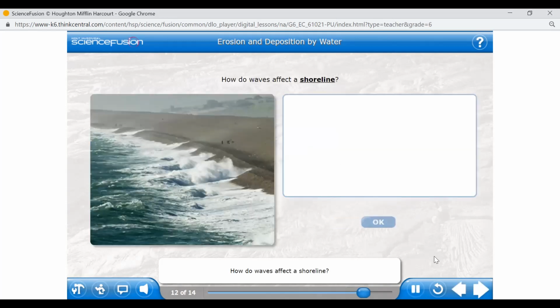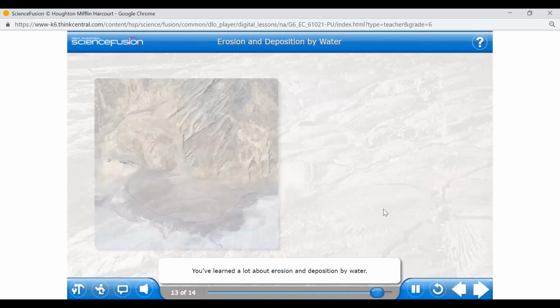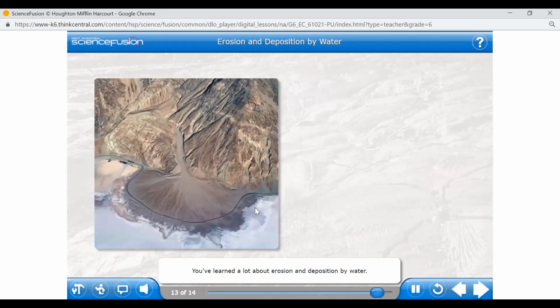How do waves affect a shoreline? You've learned a lot about erosion and deposition by water. This is called an alluvial fan.